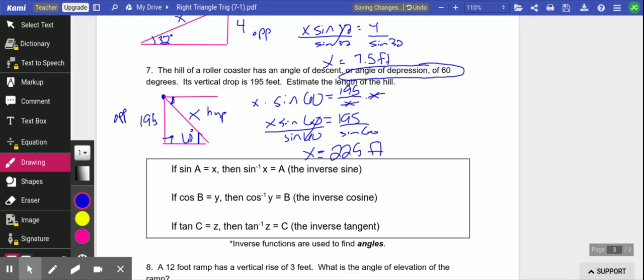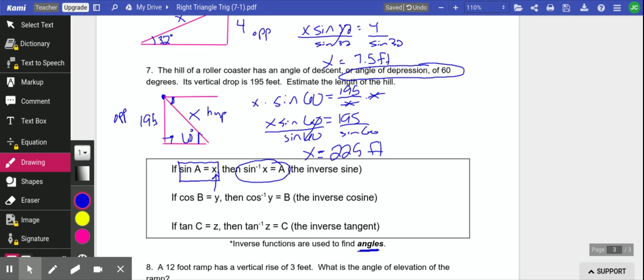All right, one other thing that you talked about in geometry is something called the inverse sine. It looks like sine to the -1, but that's not what it is. The way we read it is inverse sine. We use inverse sine when we want to find an angle. Okay, so if we have an equation that looks like this, the sine of a equals x, and if we know this x, we can use inverse sine to find it.